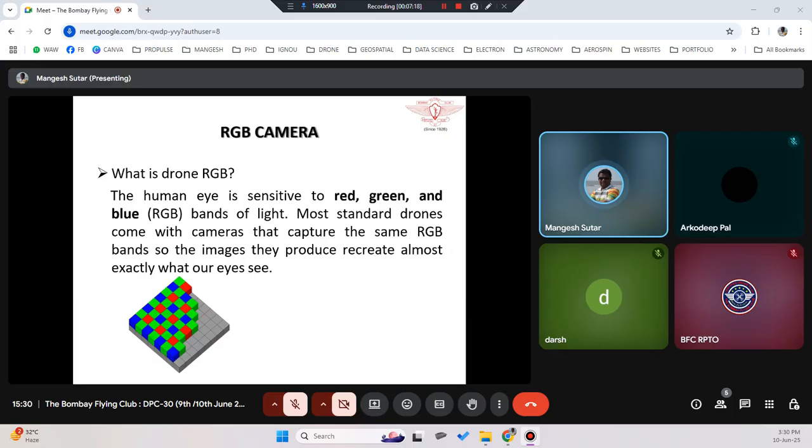So what is an RGB camera? The human eye is sensitive to the red, green and blue bands of light. So whatever we see, we see in the form of red, green and blue. Most standard drones come with a camera that captures the same RGB bands. So the images they produce recreate almost exactly what our eyes see. The pictures digitally captured by the RGB camera are exactly the same as what our eyes are able to see. That's why we can see the same picture generated on the digital screen.